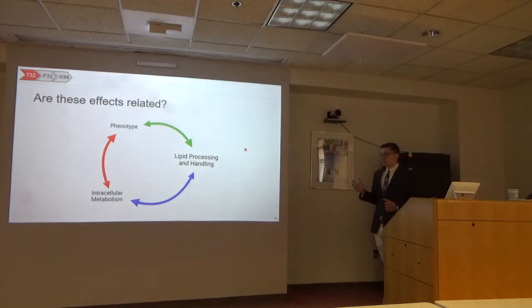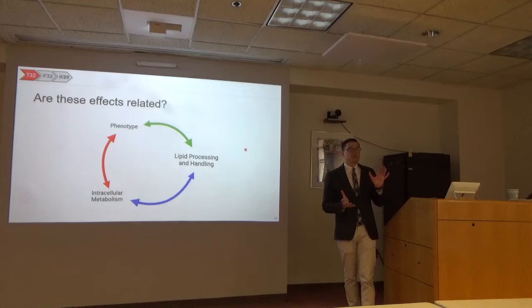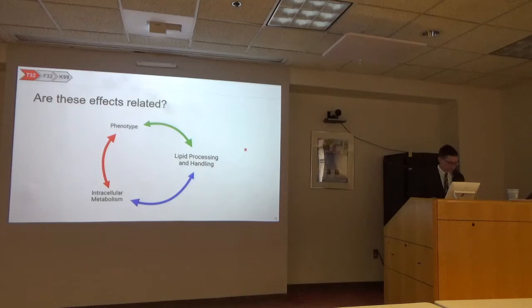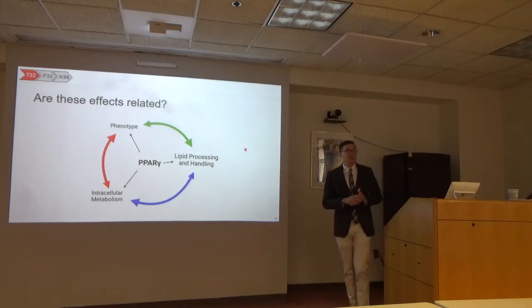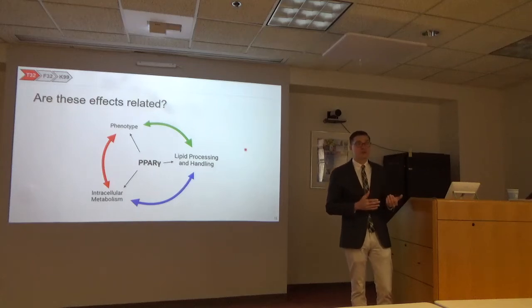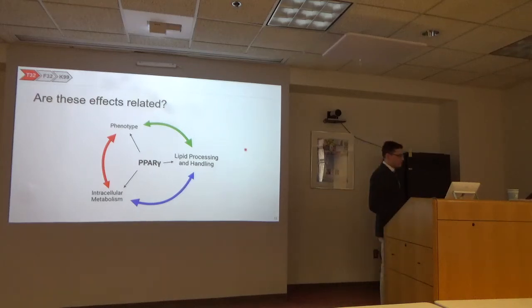And so as we start to try to think about what might be driving these effects in these interrelated pathways, we realize that there's really one common denominator, and that's Pargamma, or peroxisome proliferator activated receptor gamma. This is a ligand-dependent nuclear receptor. It binds things such as fatty acids, eicosanoids, and pharmaceuticals such as rosiglitazone to regulate the expression of genes involved in intracellular metabolism, particularly those involved in beta oxidation of fatty acids, genes involved in macrophage phenotype, where it seems that Pargamma promotes an anti-inflammatory phenotype, as well as genes involved in lipid processing and handling, particularly CD36, which I just introduced.